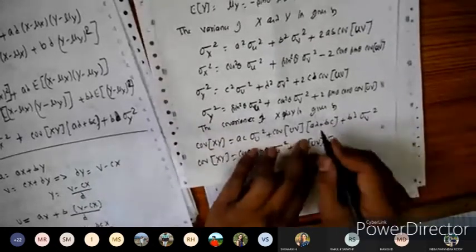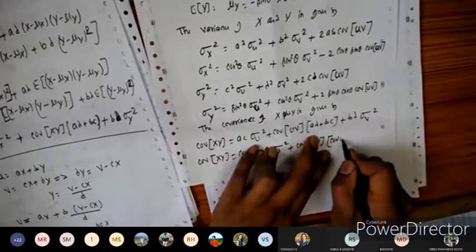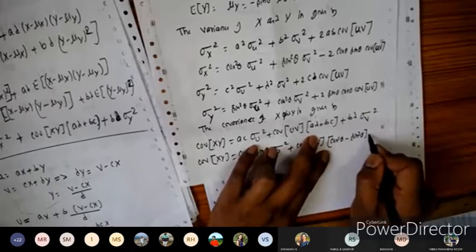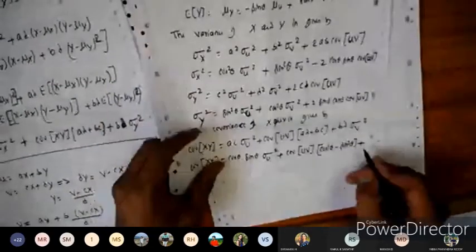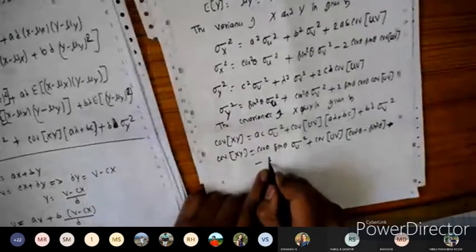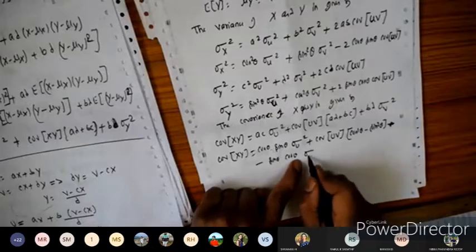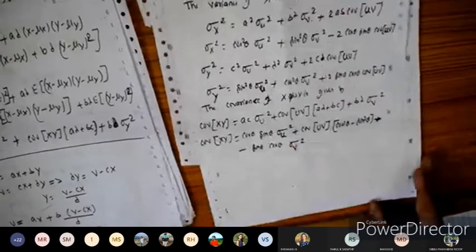So let us substitute here. AD is cos theta into cos theta, so it becomes cos square theta, minus sin square theta we get here. Then minus sin theta into cos theta, this is BD. So I can write minus sin theta into cos theta into sigma v square here.